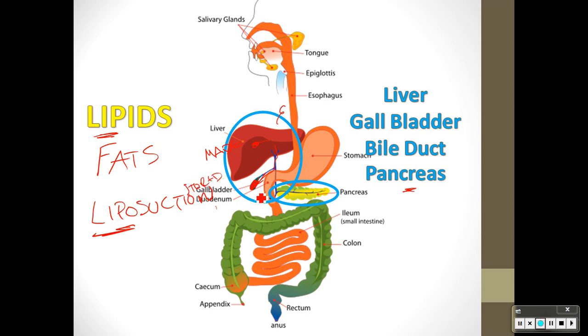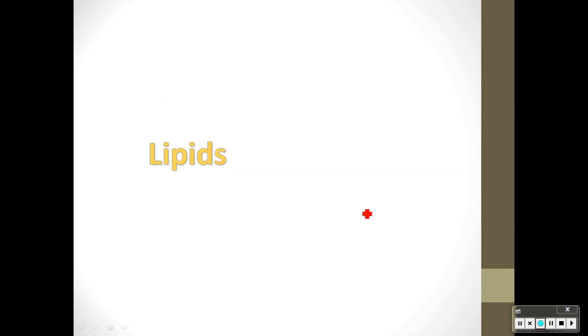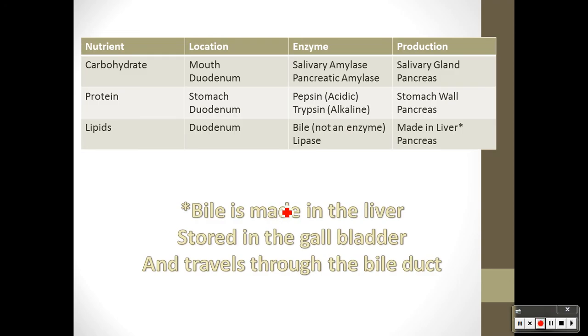Nice and neat. And then when it's needed, it gets squeezed into the duodenum. Alright, and then the lipase is made by the pancreas. Alright, a nice little table for you. Biology is tables and flashcards.